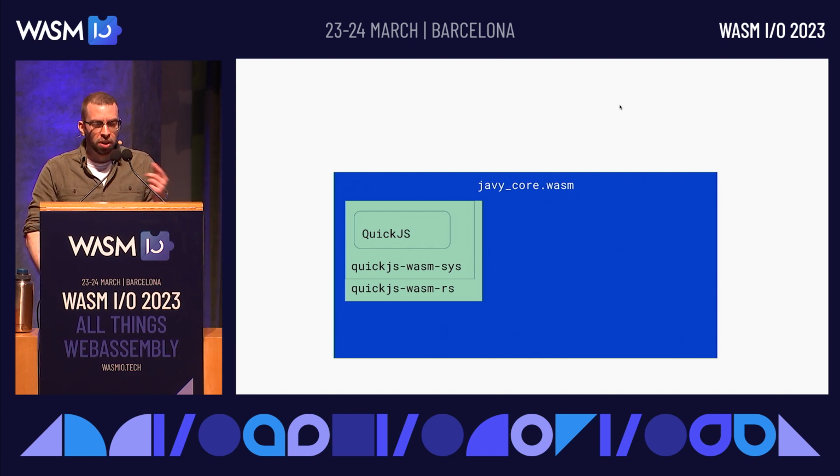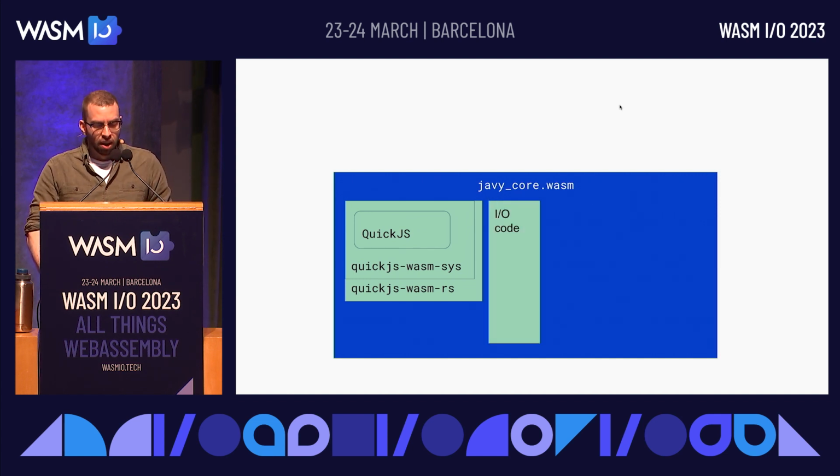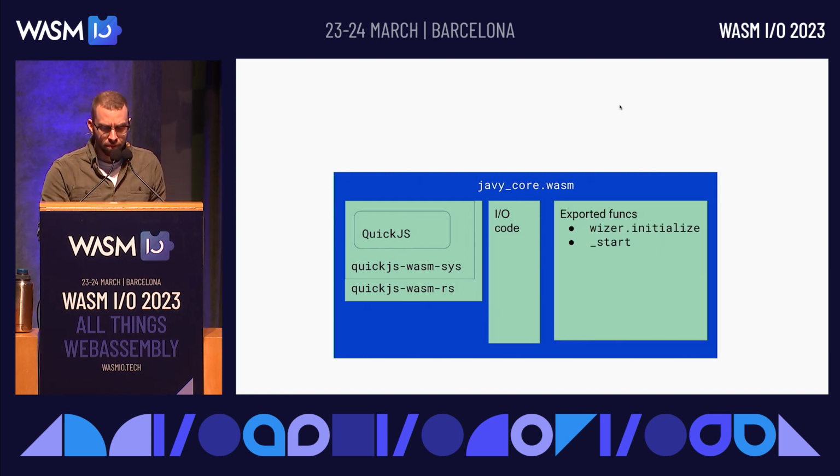I'll go into a bit more detail about what the API around this crate looks like in a few minutes, because it is really interesting. Then we add some I/O code. This is essentially text encoding, text decoding, and hooking up the WASI streams to functions that we inject into the JavaScript environment. And then we export a couple of functions. We have the start function that I mentioned earlier that just triggers module evaluation. But the interesting one is the Wizer initialize function, which I'm going to get into in a second.